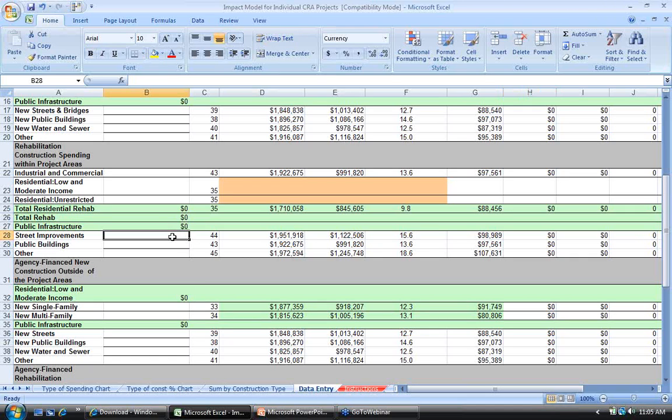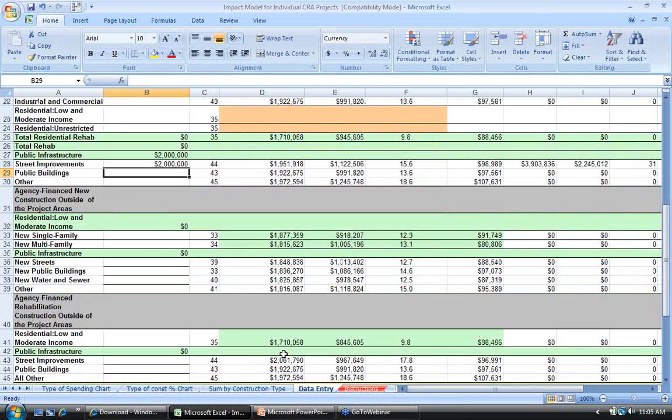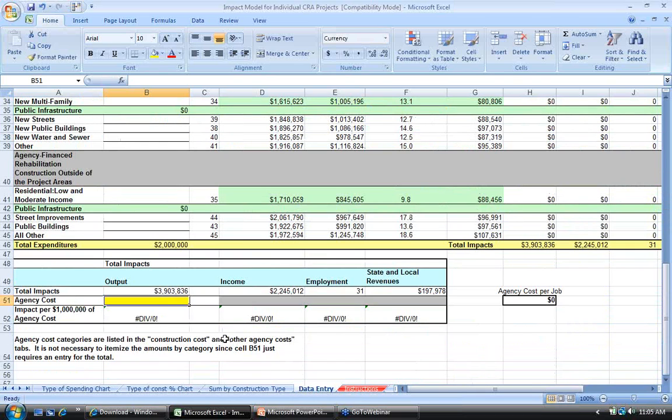Okay. What about streetlights? Would streetlights come under that same category? Yes, probably they would. Our predominant work right now is sidewalks, streetlights, traffic signals. Yeah, I would put that all under street improvements. Okay. So just put $2 million in and see what happens? Would it just be under street improvements? Yes, please. That's all we have. All right. There we go. And agency costs is $2 million? Yeah.